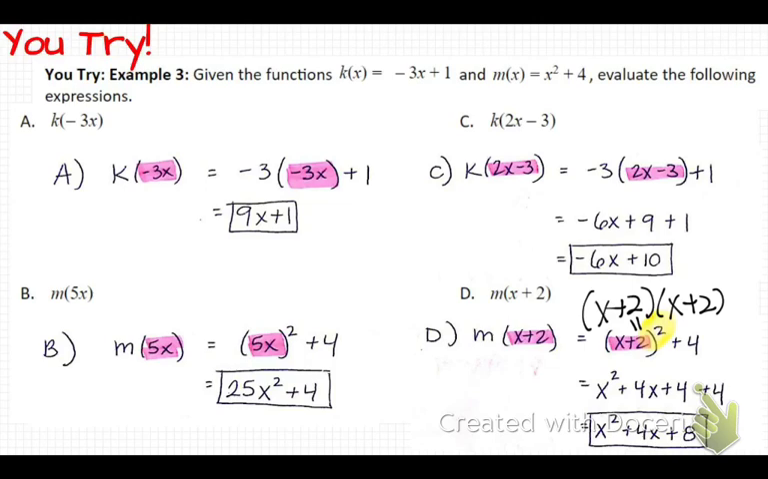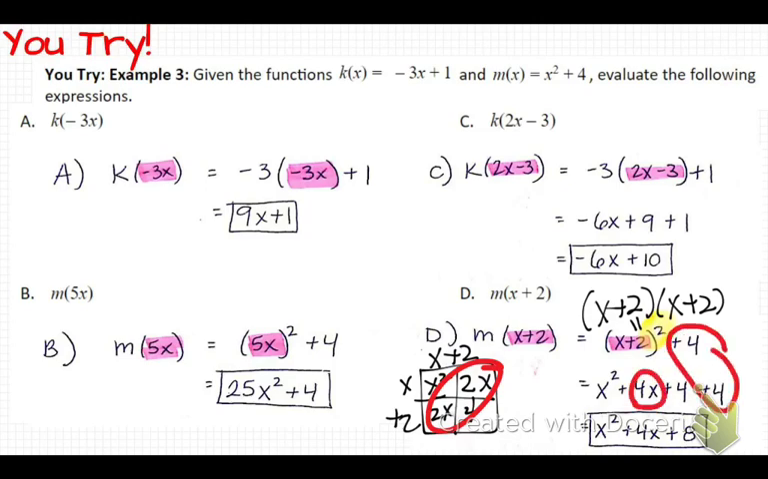So to find x plus 2 times x plus 2, I'm going to use the box. You can FOIL if that's your preferred method. Okay. So this 2x plus 2x is this 4x. These plus 4s are the same. And then I simplify and get x squared plus 4x plus 8. Okay, do you have any other questions on that one? Do you see what you did wrong?